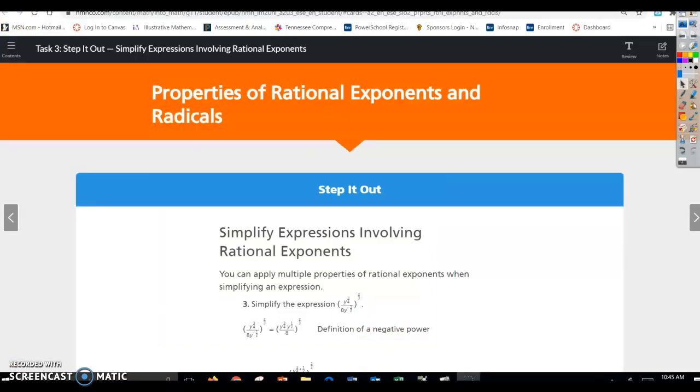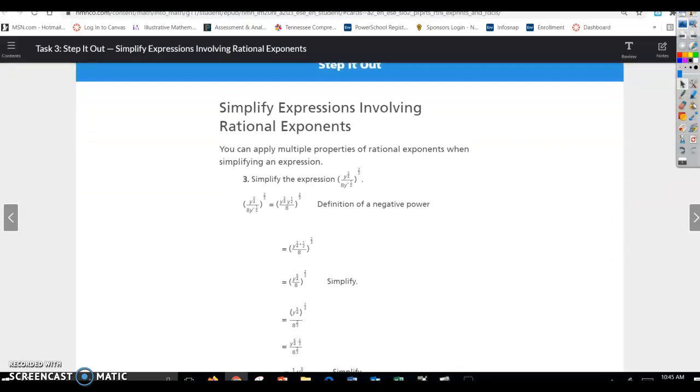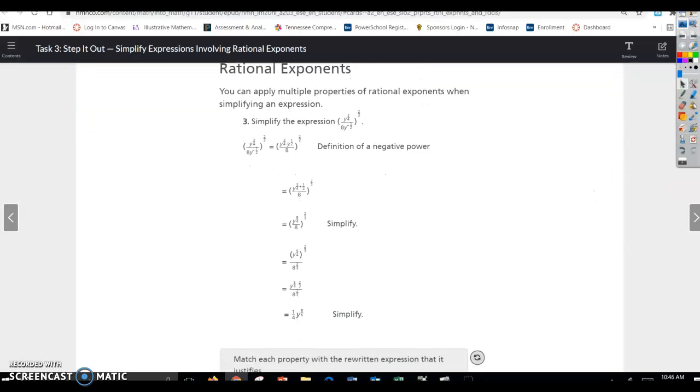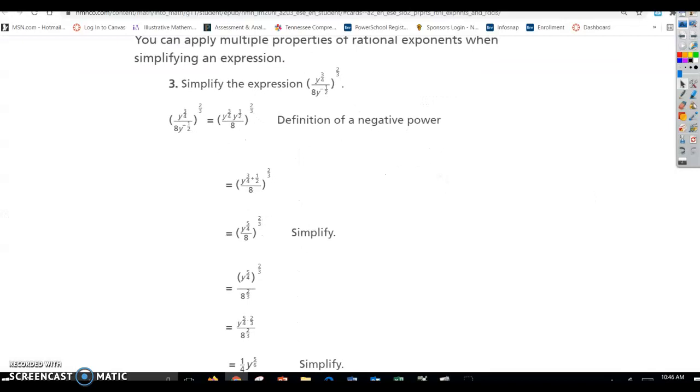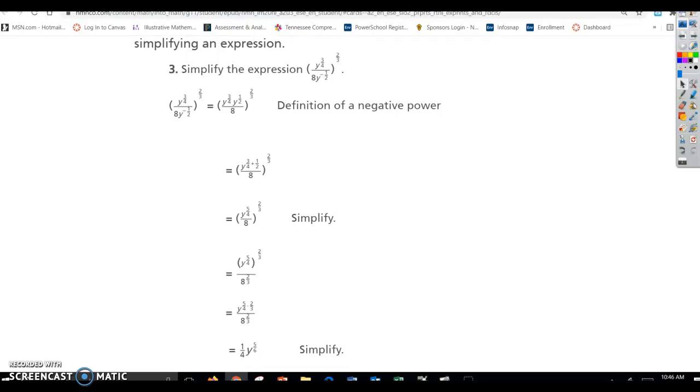All right, lesson 6.2, task 3. All right, simplify expressions involving rational exponents. So you can apply multiple properties of rational exponents when simplifying an expression. All right, so it shows you how that you can go through. Shows you that you're going to take a power to a power. So here a power to a power.